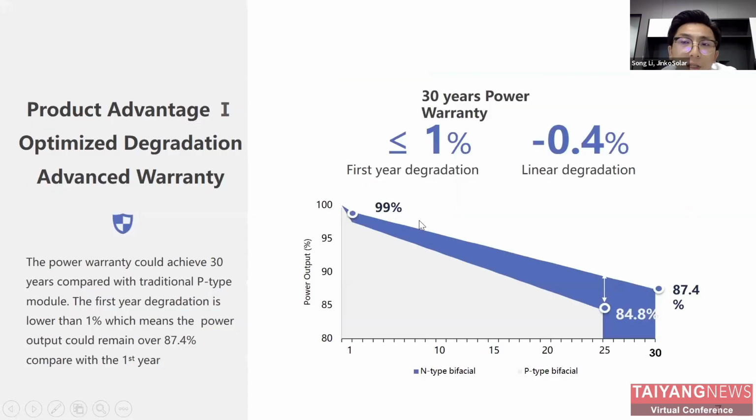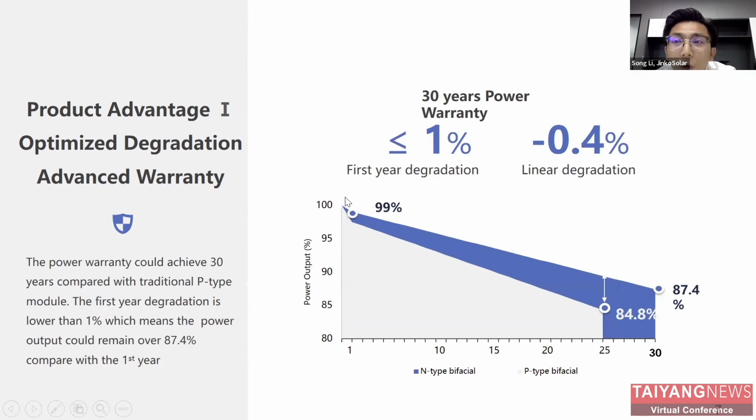So what are the specific advantages of these modules? First of all, with N-type technology, the power degradation can be significantly optimized compared with the traditional PERC cells. And due to the different doping technology, the first year degradation of the N-type is only 1% compared to the 2% of the P-type. So it means that our N-type module can yield more than P-type in the first year.